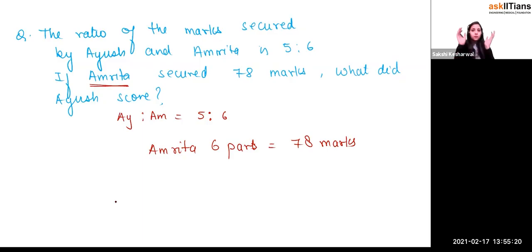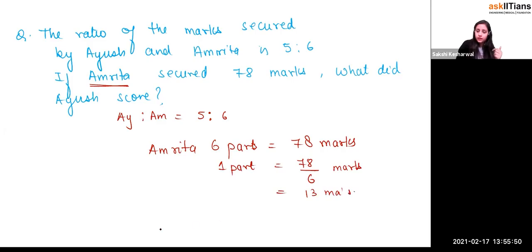If the total marks were given, you would divide the entire marks into 11 parts. But it's not asking for the total marks, and the total is not given. It says that Amrita is going to get the 6 parts, whatever the marks were, which is equals to 78. So one part of Amrita will be equals to 78 divided by 6 marks, yes or no? Which is equals to 13 marks. Yes or no?